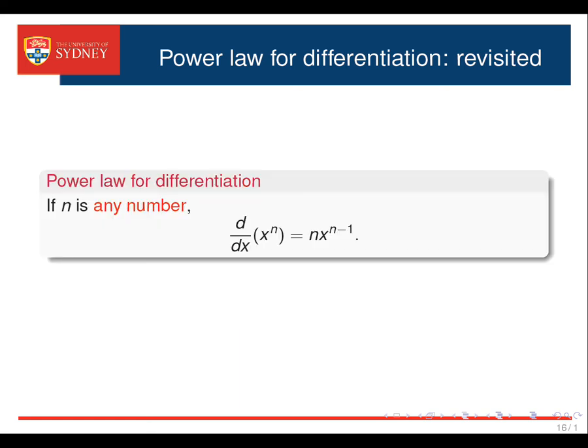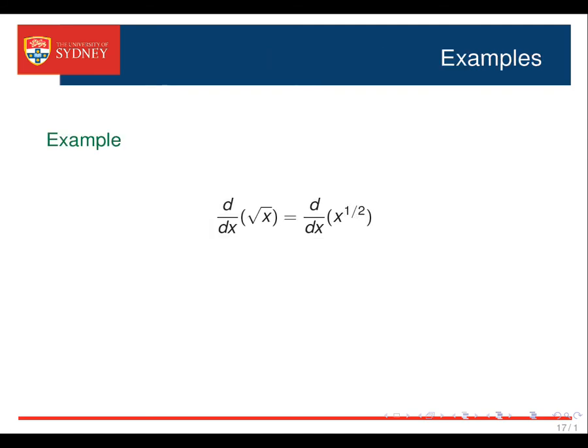The power law for differentiation says that we need to bring the index down in front of the x, and then reduce the index by 1. For example, to differentiate the square root of x, which of course is the same as x to the 1/2, we bring the 1/2 out the front and make the new index 1/2 minus 1, which is minus 1/2.